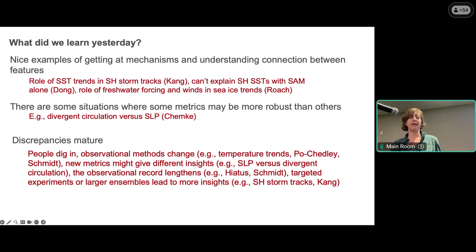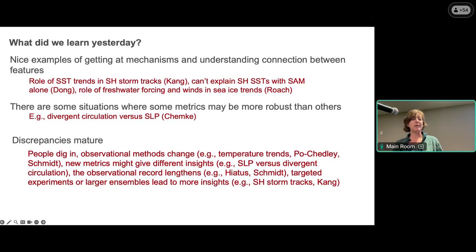There are also examples where maybe we're looking at the wrong metrics to begin with. We look at some metrics that are maybe very uncertain in the observations, and Ray had the nice example of looking at Hadley cell aspects in the reanalysis, which maybe aren't constrained very well, and then coming up with a different metric based on sea level pressure, which is maybe a more observationally constrained quantity.